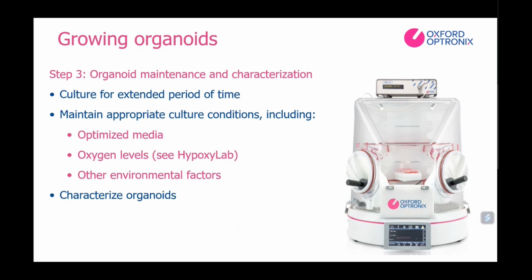Next, maintenance and characterization. At this point, organoids are typically cultured for an extended period to allow for the maturation and development of complex tissue structures. During this time, they are maintained in appropriate culture conditions, including optimized media, oxygen levels, and other environmental factors, which, on a side note, we can help with using our hypoxia workstation pictured here. Finally, organoids can be characterized using various techniques, such as immunohistochemistry, gene expression analysis, functional assays, and imaging methods, to confirm their organ-specific characteristics, functionality, and resemblance to the target organ.